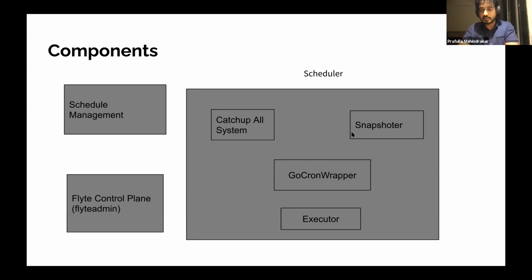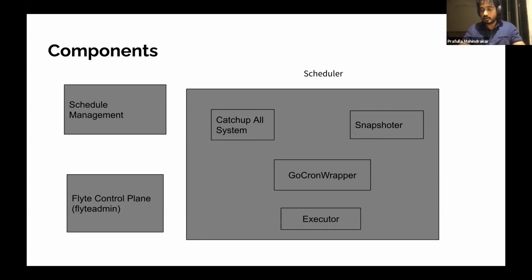So the snapshotting system's job is to run as a separate routine, and what it does is just store the information of what is the current state of the schedule. So if it's running every minute, it will just update a timestamp saying that I executed at this time, and it will update an in-memory map saying that this particular schedule executed at this particular timestamp.